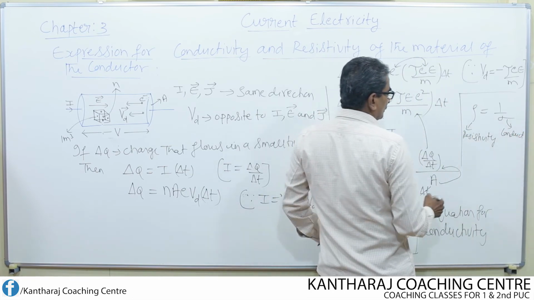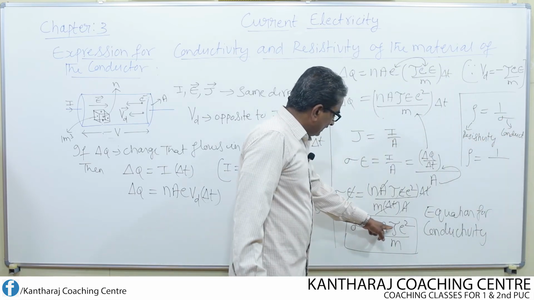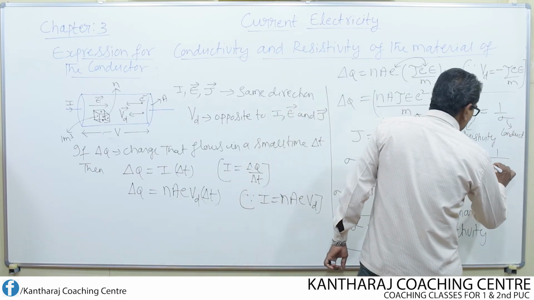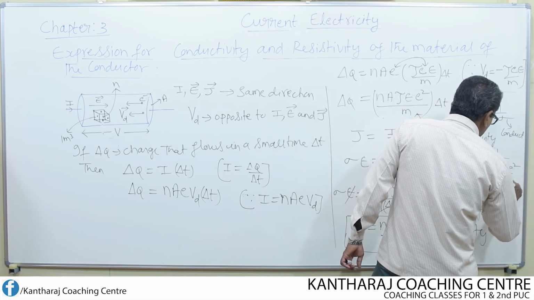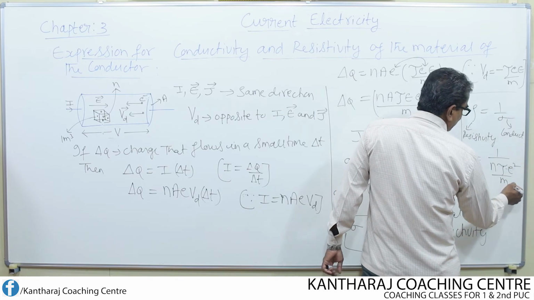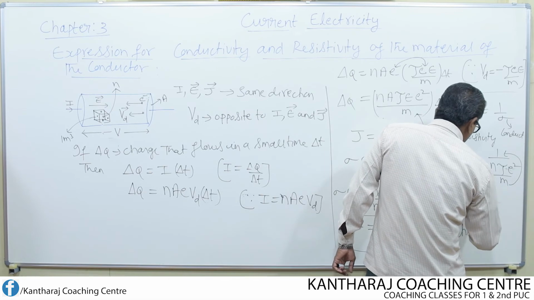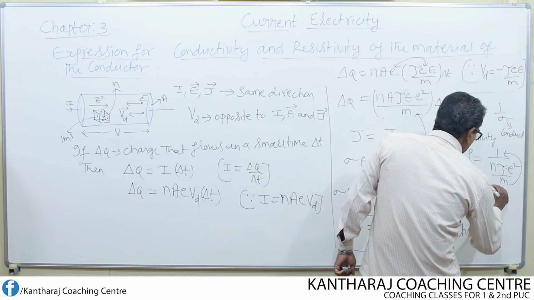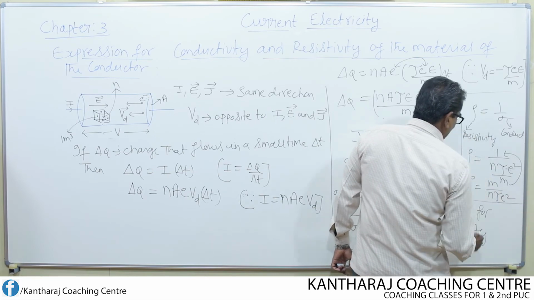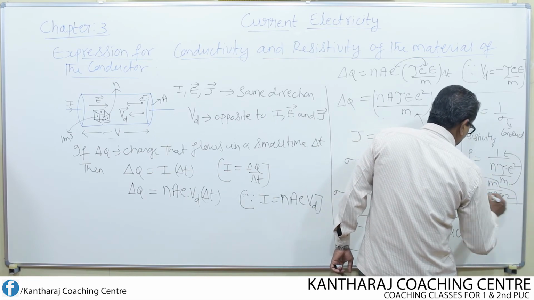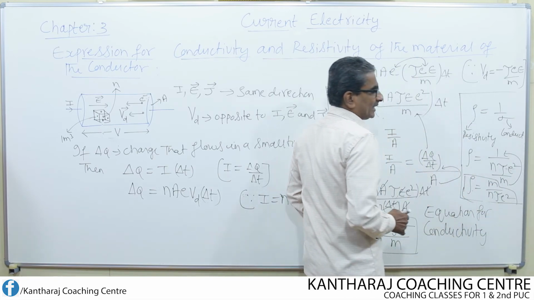Okay, substitute. So this is equal to 1 divided by, what is sigma? Sigma is n tau E square by m. N tau E square divided by m, and this m goes to the numerator. Then finally it becomes now rho equal to m divided by n into tau into E square. So this is the expression for the resistivity of the material of the conductor.